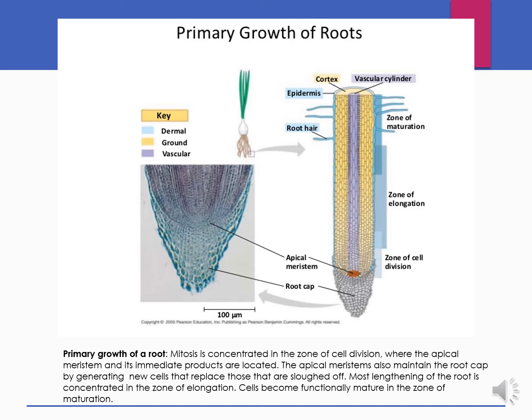This image refers to the primary growth of roots. The primary growth of roots involves the mitosis process, which is concentrated in the zone of cell division. So, the apical meristem will be concentrated in the zone of cell division. The apical meristem will also maintain the root cap by generating new cells that replace those that are sloughed off. Remember, this root cap functions to protect the apical meristem when the root pushes through harsh soil during primary growth. And later the cells become functionally mature in the zone of maturation.